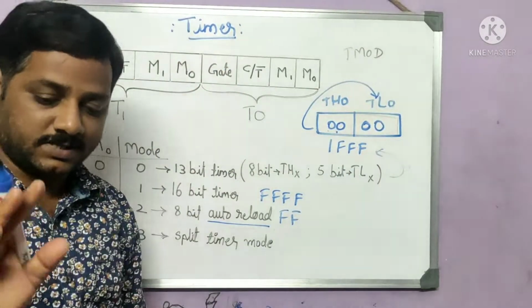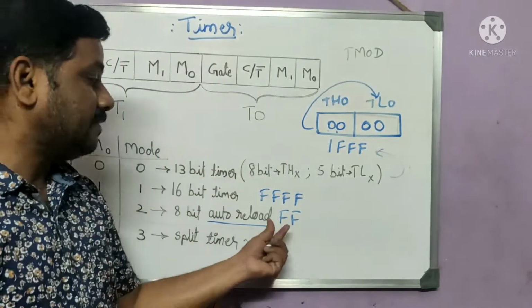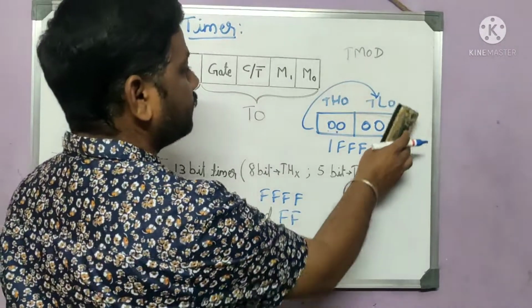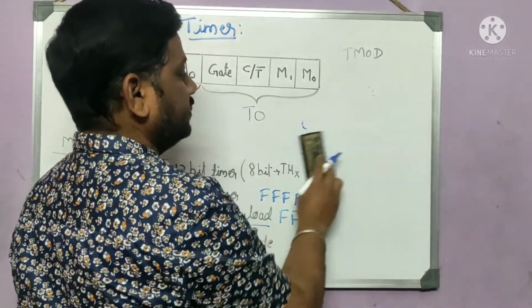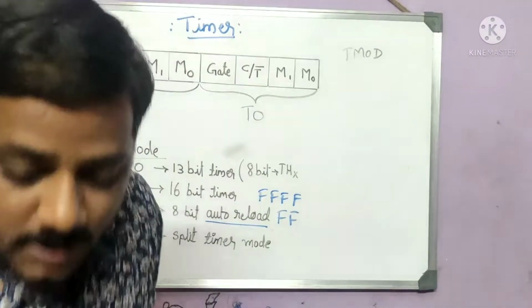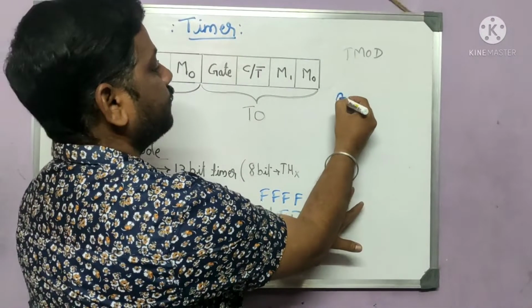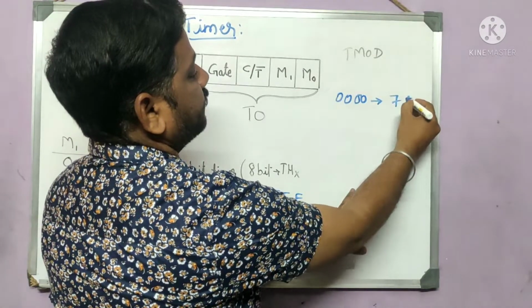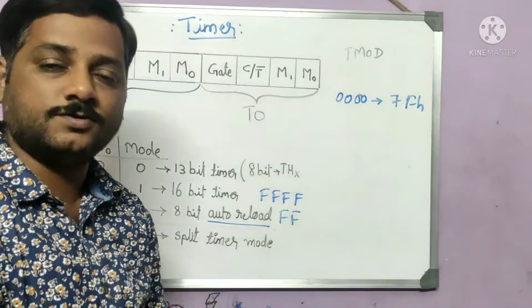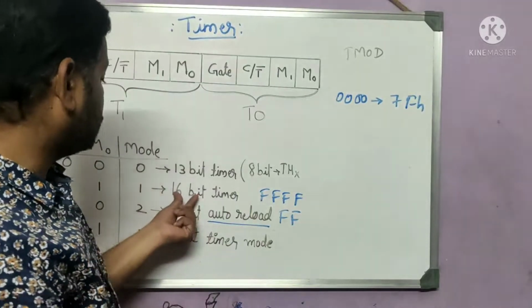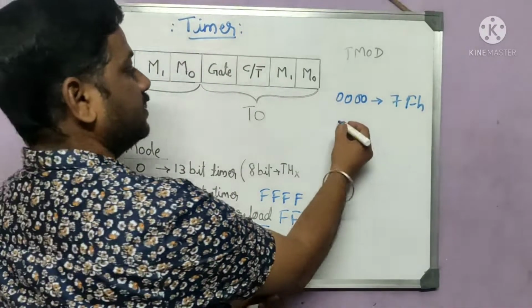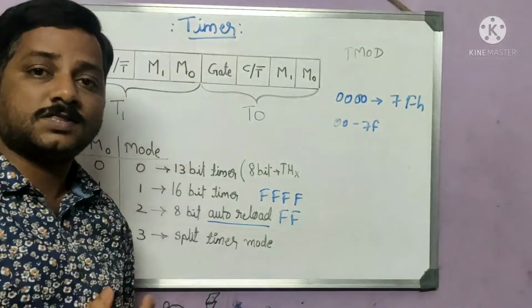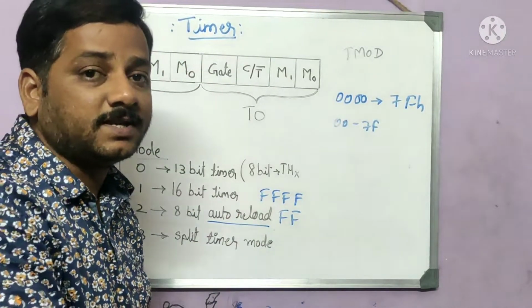To understand this, I will take one example. What is the importance of mode 2? Say I want to make a count from 00 to 7FH. If we use mode 1, it will count from 00 and reach 7F. After reaching 7F, again it will go for an increment.